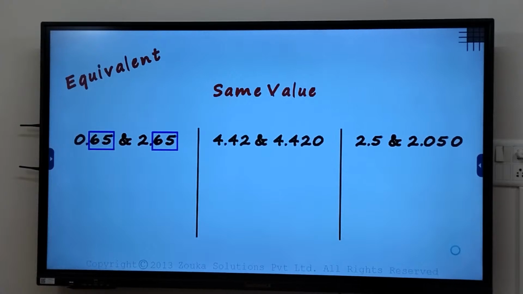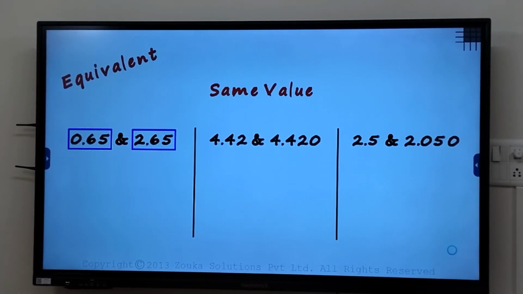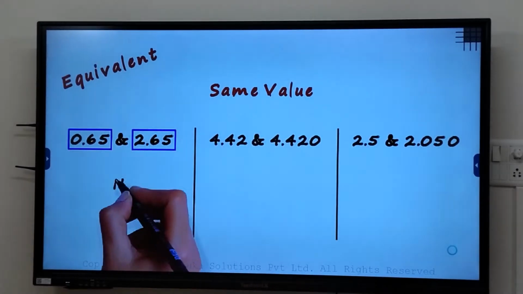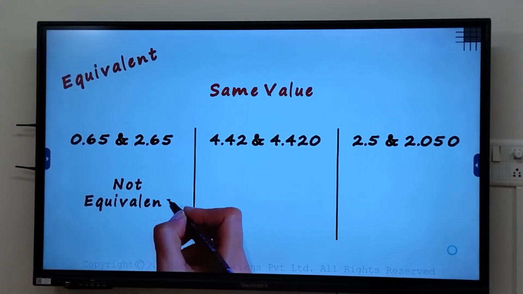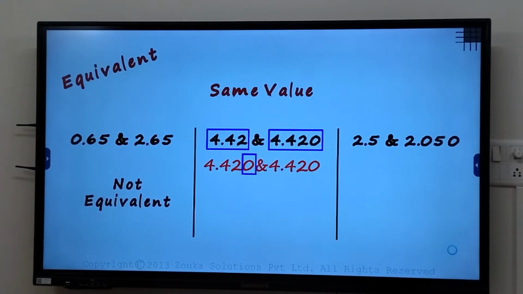We can see that the digits after the decimal point are the same in both the cases, but the integral part is different. It means these two decimal fractions do not have the same value. These two decimal fractions are not equivalent. What about these two? The integral part is the same. The decimal parts are 42 and 420. We had seen that adding zeros to the right of the decimal part does not change its value. So the value of these two decimal fractions is essentially the same. They are equivalent decimal fractions.